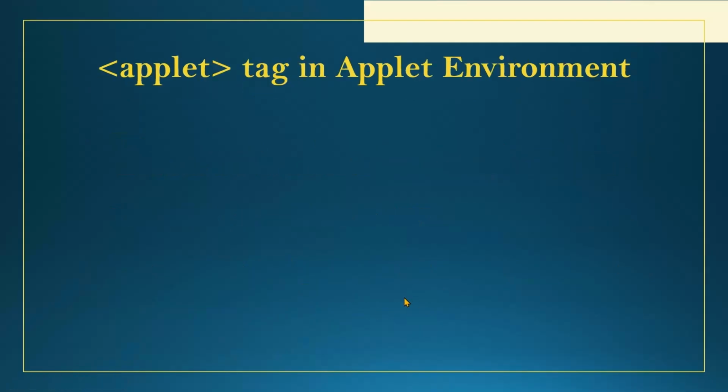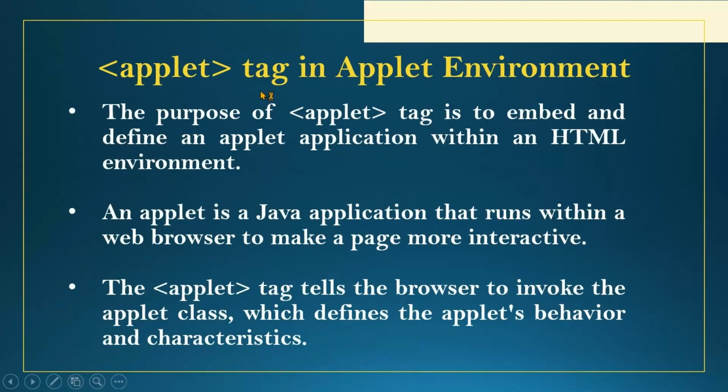Now we have an applet tag in the applet environment. Generally we write this applet tag in order to give some information to the HTML document, like what the Java applet name is, and what the height and width of the applet window are, where your output is being projected. The purpose of the applet tag is to embed and define an applet application within an HTML environment. So this applet tag is part of your HTML program. We can write this applet tag in your HTML program separately, save it as .html, and run the .html program separately. In this, we do have some attributes.